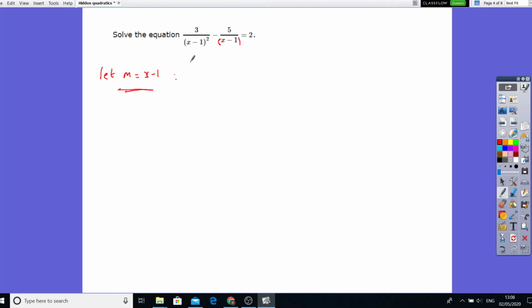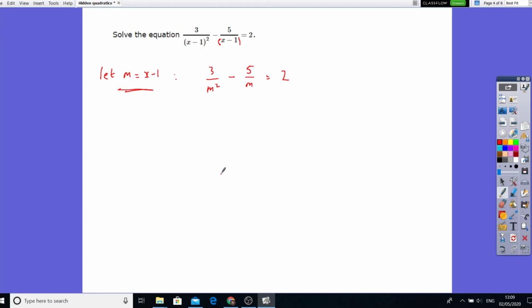So there we go. That's going to be 3 over m squared, because that bracket inside is m and that's being squared, minus 5 over m equals 2.